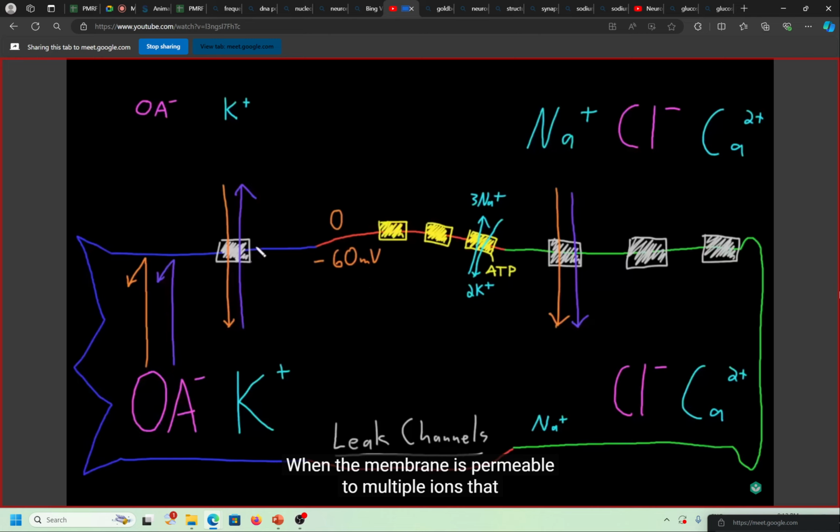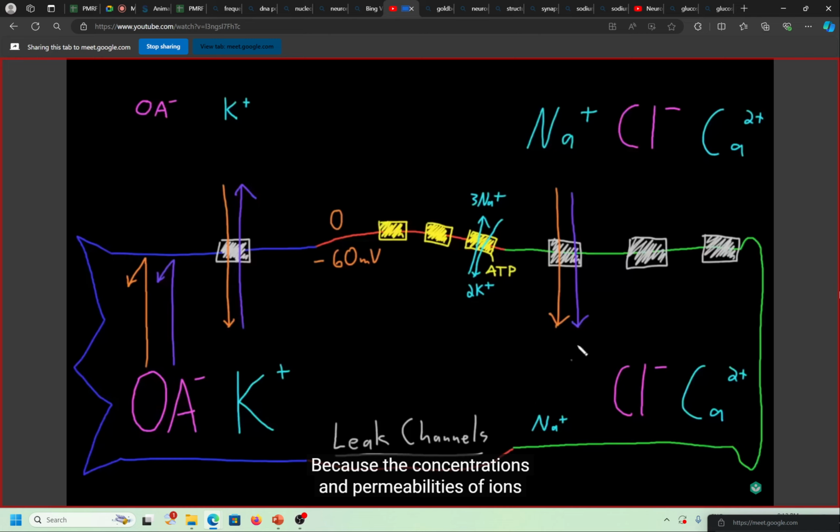When the membrane is permeable to multiple ions that have electrochemical driving forces, the resulting membrane potential is a weighted average of the equilibrium potentials of those ions, weighted by their permeability. At rest, the neuron membrane is much more permeable to potassium ions than it is to sodium ions, so the resting potential is much closer to the equilibrium potential of potassium than it is to that of sodium.